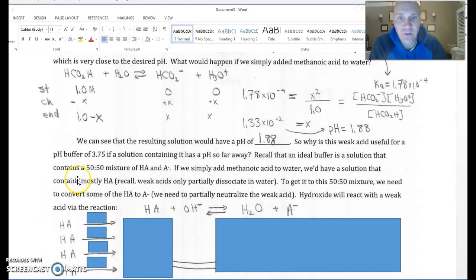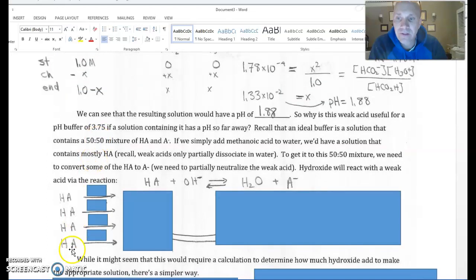All right, yes, we would have a little bit of A minus, because some of this right here would get created just by reacting with water. But even when you make this solution, it's still mostly this amount right here. So we're going to oversimplify by saying we're going to have all this right here. Conversely, if we added 4 molecules of OH minus, we would end up turning all 4 of these into A minus, and that's not what we want to do either. Remember, we want to have a 50-50 mixture of them.